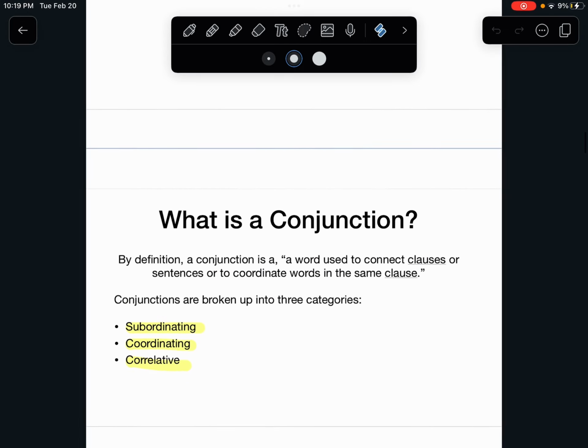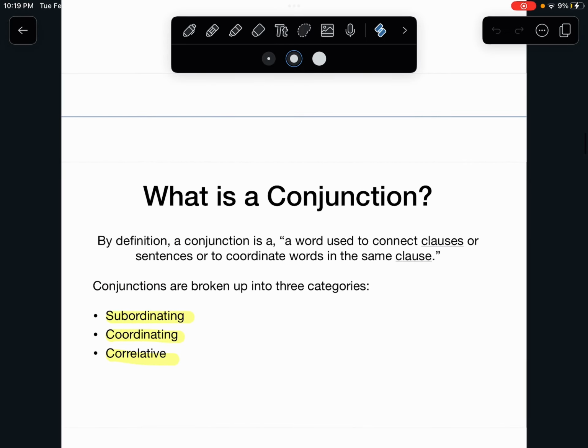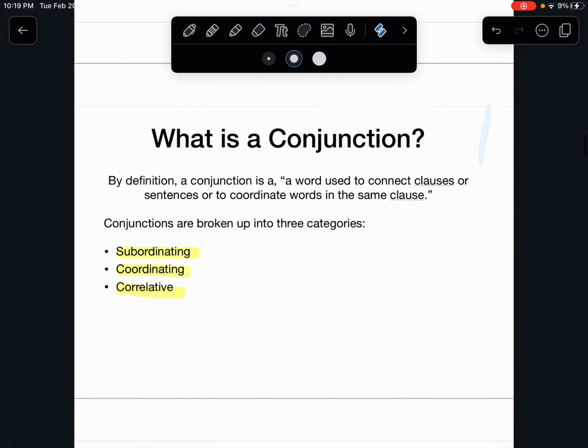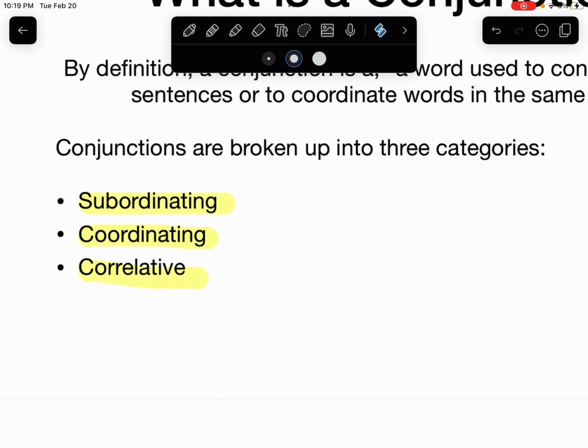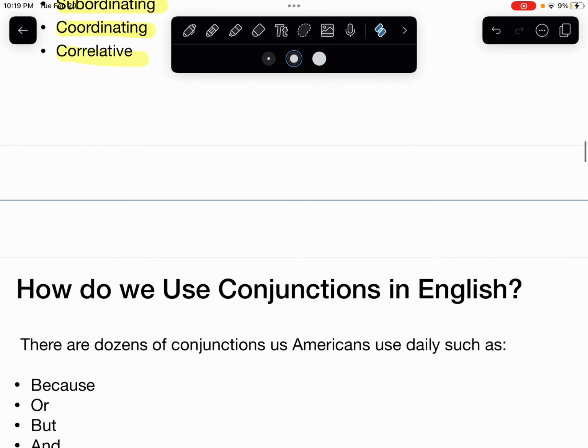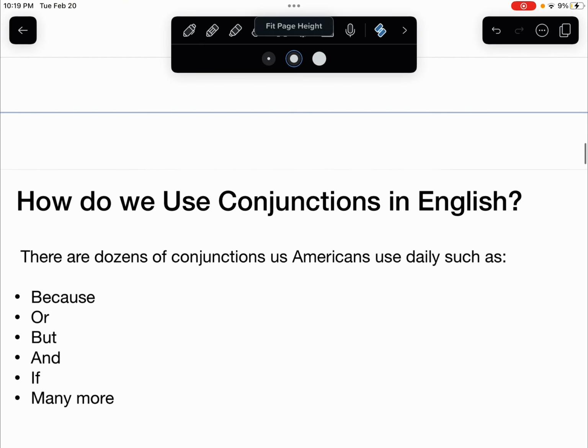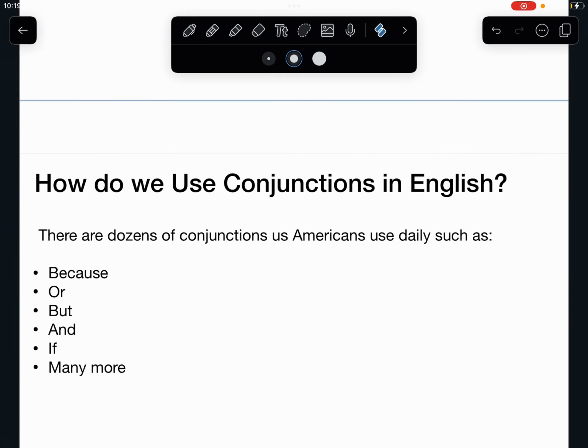First of all, we have to learn what is a conjunction. By definition, a conjunction is a word used to connect clauses or sentences to coordinate verbs in the same clause. Conjunctions are broken up into three categories: subordinating, coordinating, and correlative. How do we use conjunctions in English? There are dozens of conjunctions us Americans use daily, such as because, or, but, and, if, and there are many more.